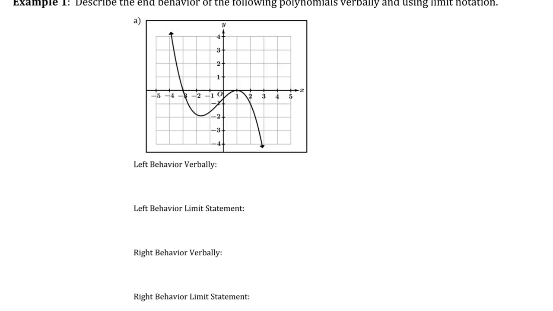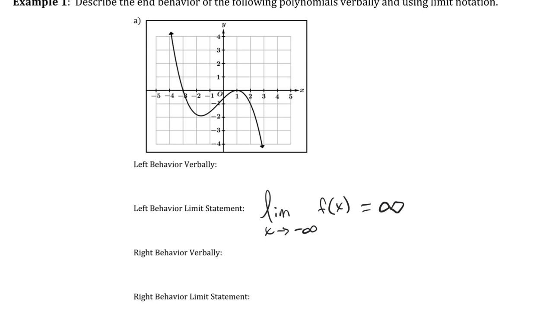Hopefully you remember that. All right, let's give example one a try. We're going to start with the behavior, and we're going to talk verbally about going to the left. So as my x decreases without bound, the value of my function is approaching positive infinity. You could say as x approaches negative infinity, y approaches positive infinity. Okay? Let's try it with our limit statement now. So we're going to do limit as x approaches, and we're going to go to negative infinity, right? What does our function do? Well, it goes to positive infinity.